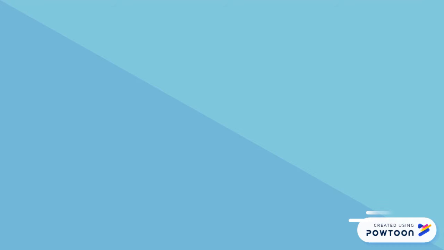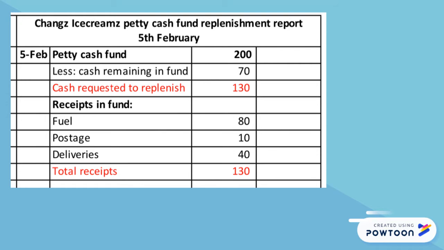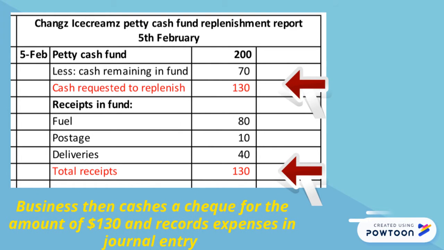Suppose Chang's Ice Creams review the petty cash fund a month later and prepare this report. They determine the fund needs $130 to be replenished. Note this amount is equal to the total receipts which record fund expenses. To replenish the fund, the business will then cash a check for $130 and record expenses in a journal entry.